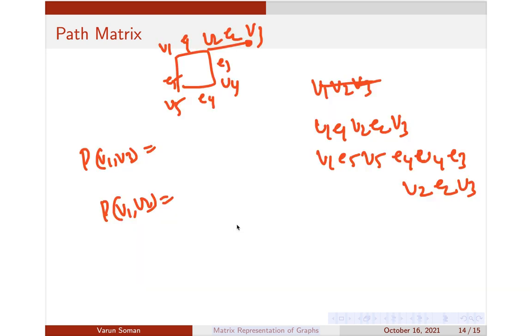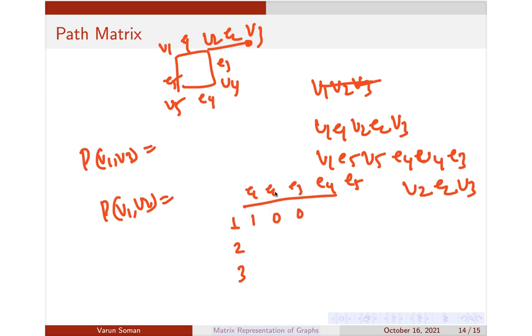Suppose there are m paths. For example, first path is this, second path is this, third path is this. So three paths are there, and suppose you have five edges, E1, E2, E3, E4, E5. Now if E1 lies in the first path, you will write 1 here. If E2 does not lie in the first path, you will put 0 here. If E3 does not lie in the first path, you will put 0 here, like that.